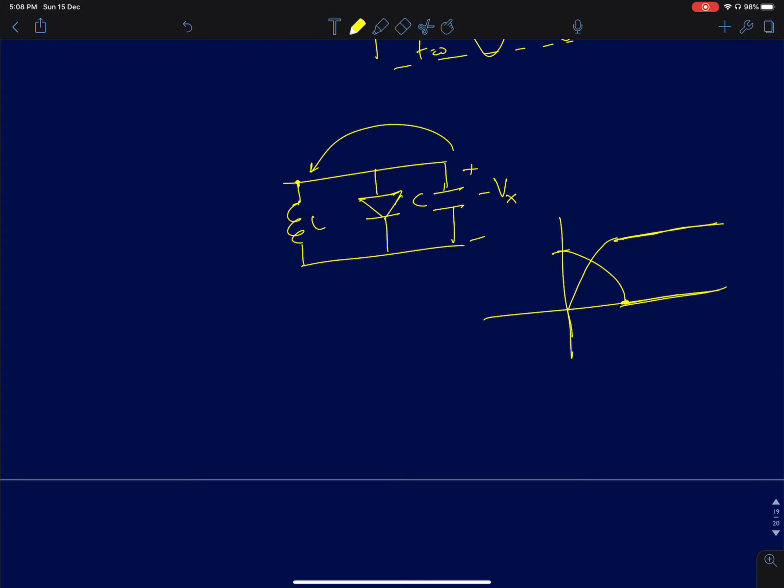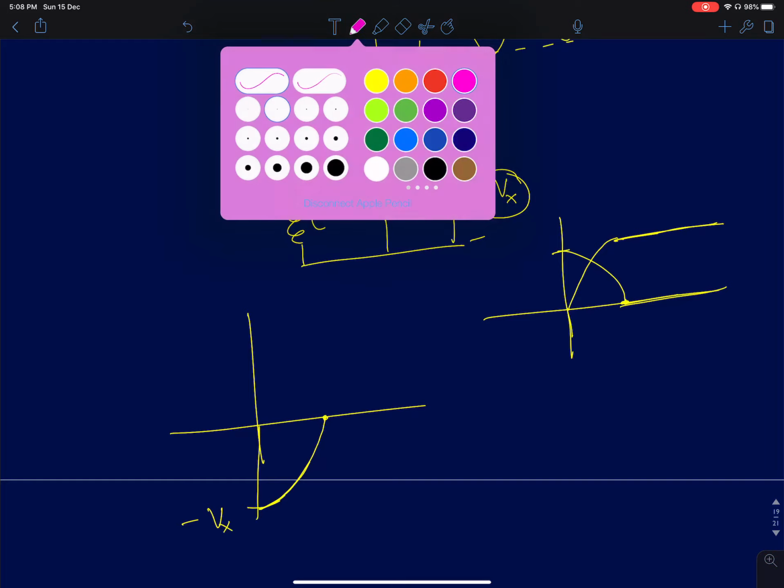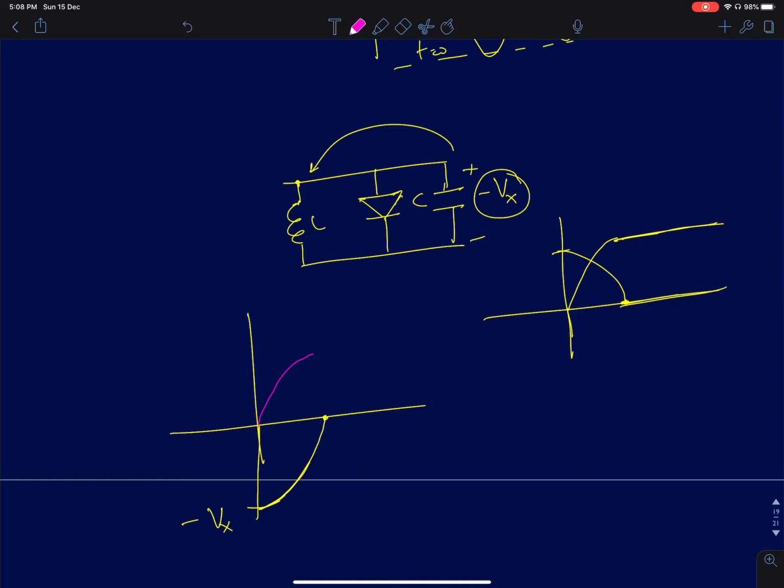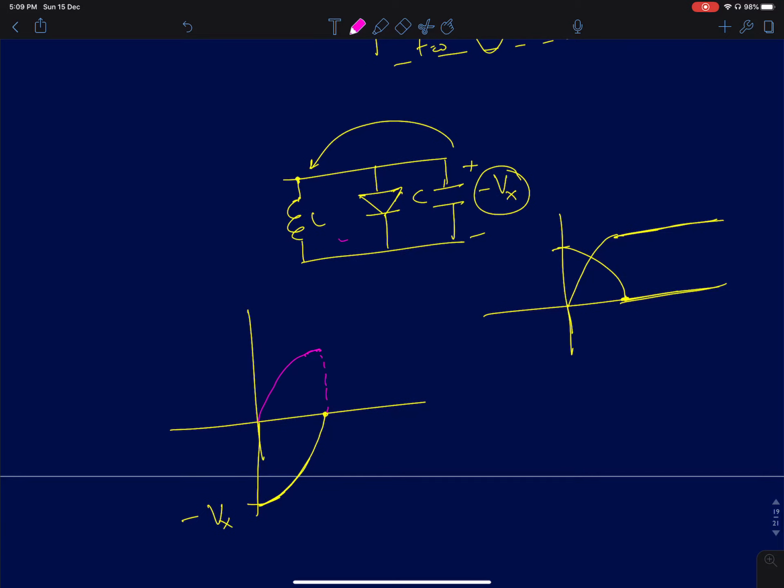Now, if you assume a lossy diode model, first we'll start with minus Vx. The diode will behave like an open circuit. So the capacitor voltage will start from minus Vx, and then it will slowly start to reduce in magnitude. It will go to 0. At that point, inductor current would have reached a peak value. Right now the direction of current doesn't matter. I'll just show that the flow of current will be in this direction. So the inductor current would have reached a peak value.